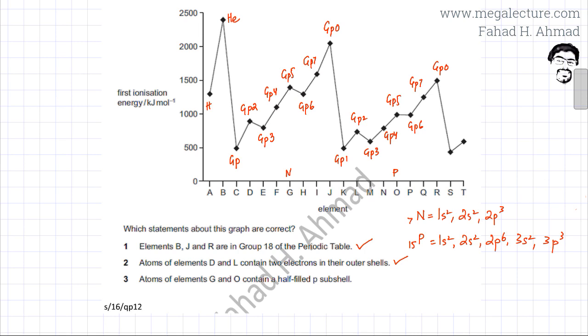The shell numbers are different. So this statement, atoms of elements G and O contain a half-filled p subshell, is also going to be correct, which is true. So all options are going to be correct, and according to the marking key, the correct answer is going to be option A.